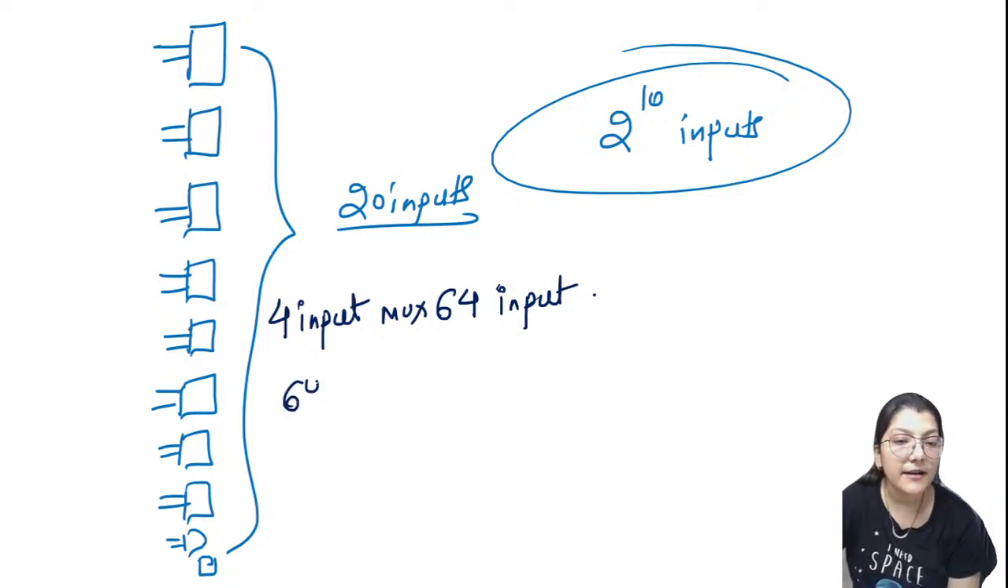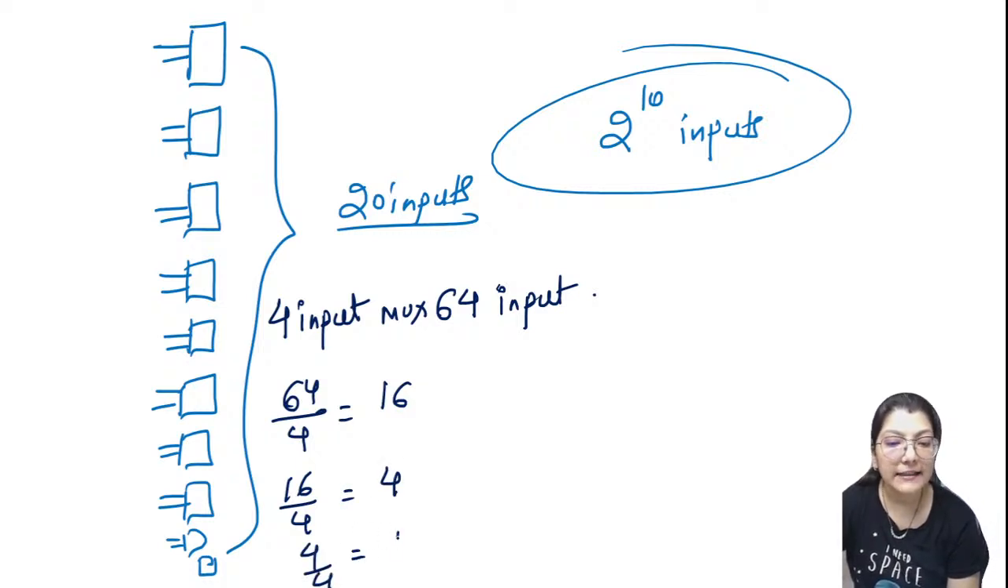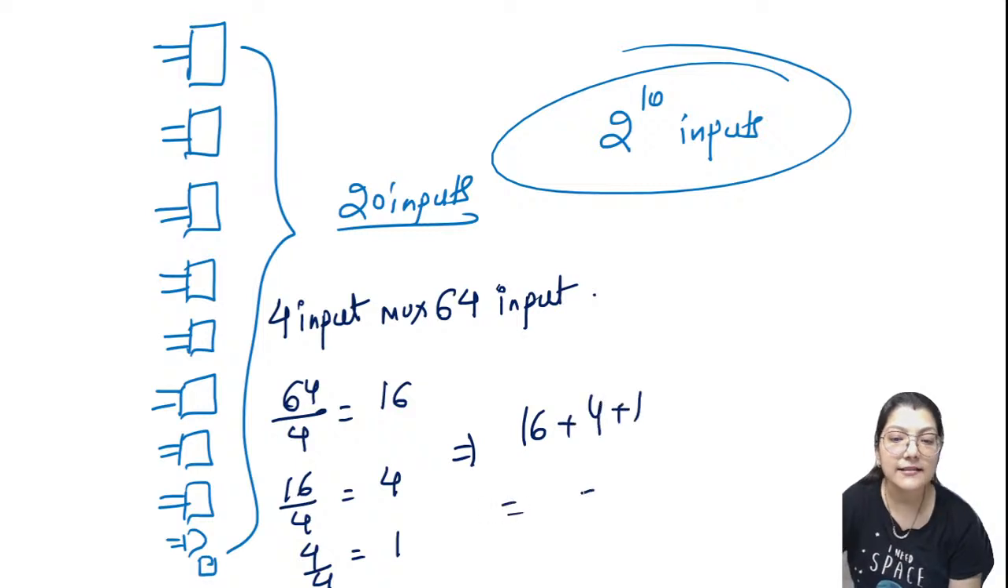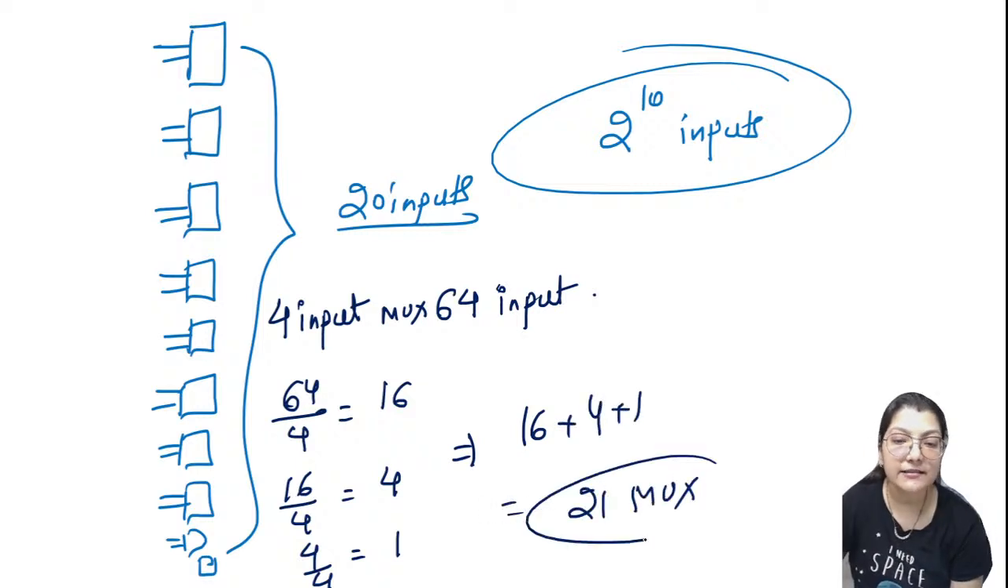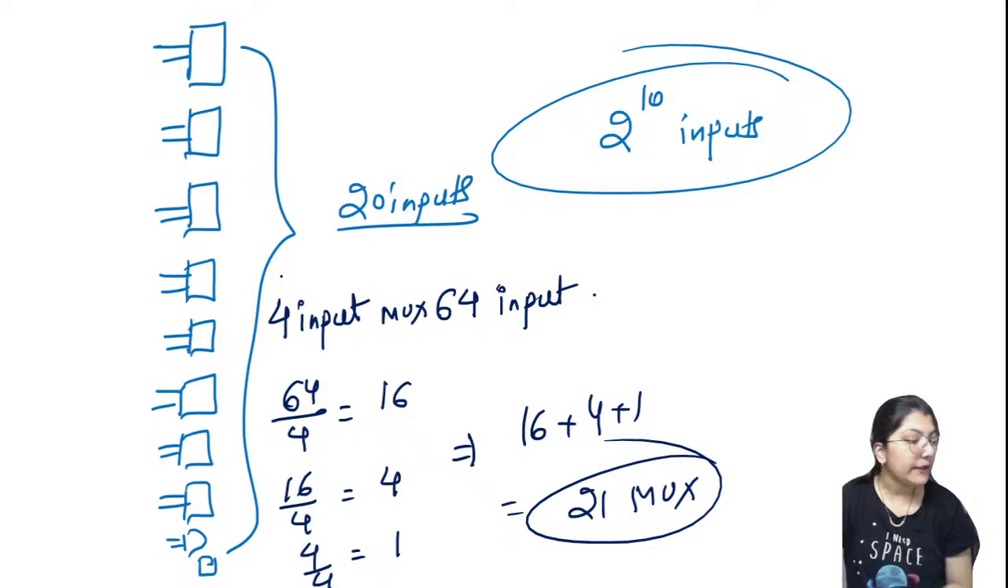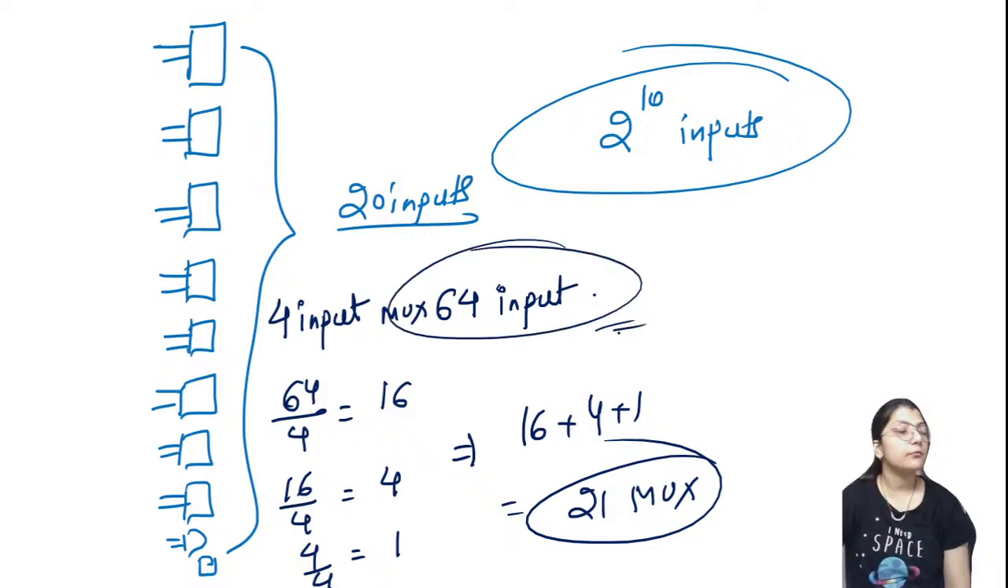You would have done it by 64 divided by 4. That will be 16. Then 16 divided by 4, that is 4. And then 4 divided by 4, that is 1. So you would have required 16 plus 4 plus 1, that is 21 multiplexers. So 21 multiplexers of 4 cross 1 would have been required to create a 64 input multiplexer.